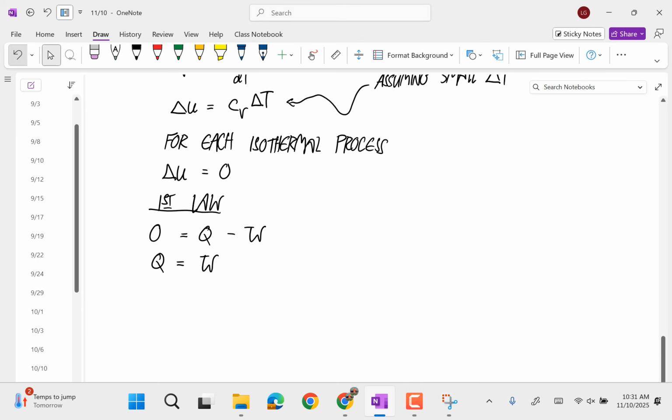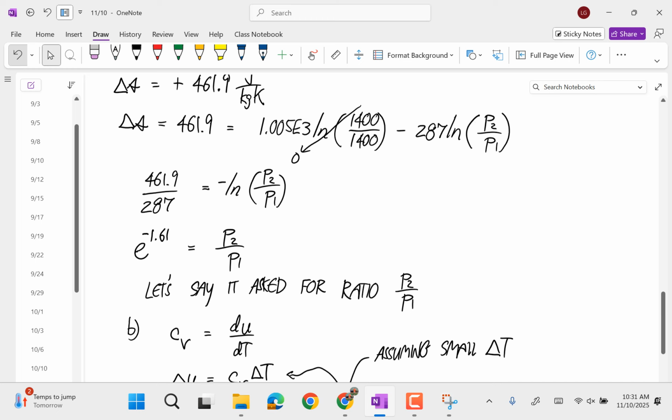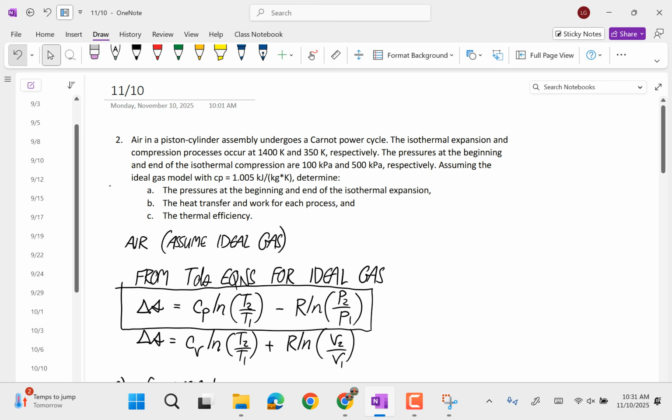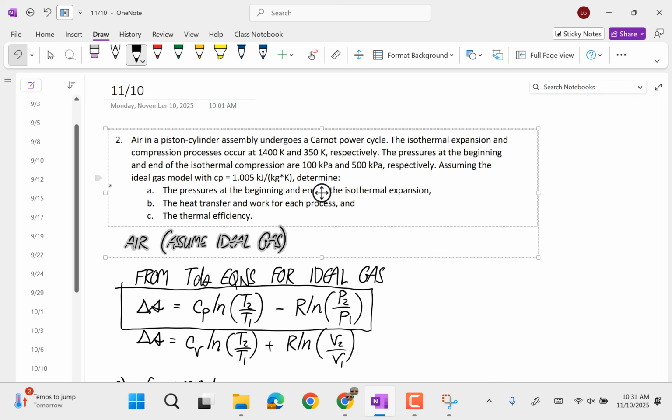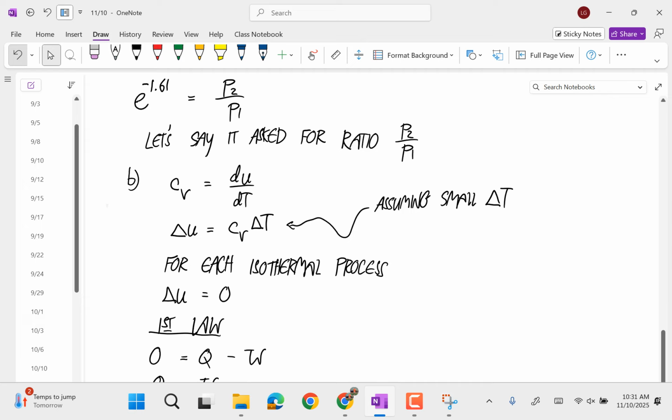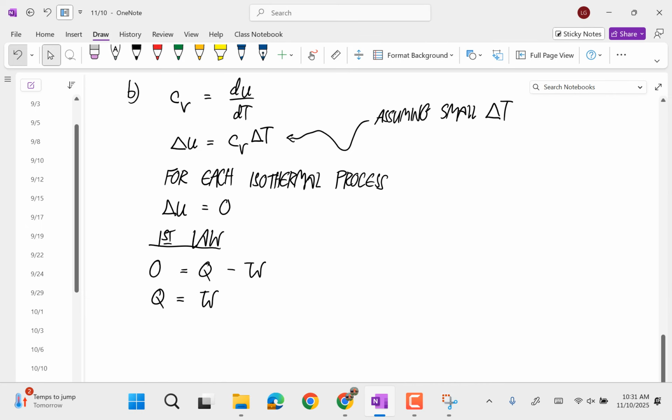So if we can figure out one of the work or the heat transfer, we can figure out the other one. For adiabatic, heat transfer is 0, right? Yeah, but the two that it's asking about are the two isothermal ones. So yes, you are right about that, but the two isothermal ones will have Q and W.